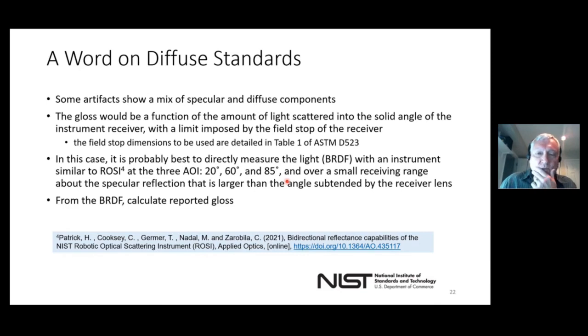So I think to really get a handle on the diffuse scatter, the effect of the diffuse scatter on the gloss, I think it's best to start with measuring the BRDF of any potential diffuse component standard, and measure it over a range of view angles a little larger than that expected for the gloss instrument that you're using. And from the BRDF, it's possible to calculate the gloss given the instrument geometry, and thus you could populate the gloss scale with more members.